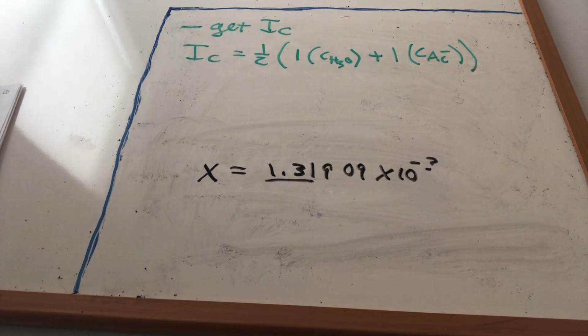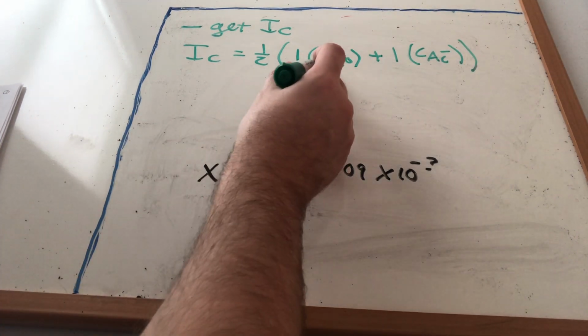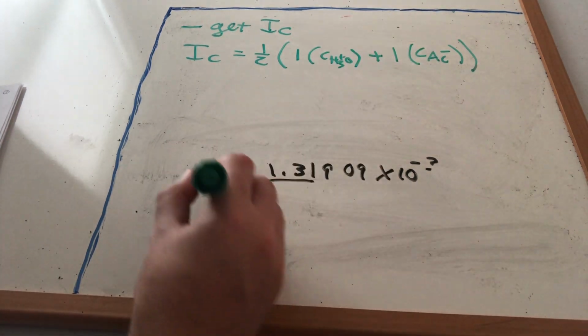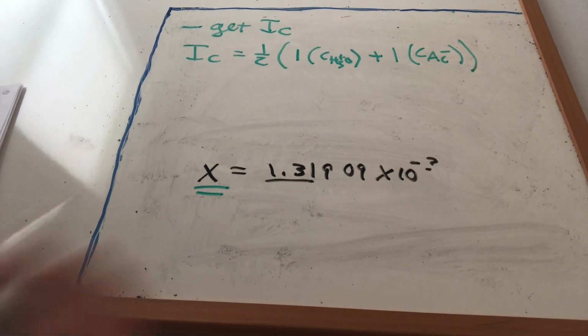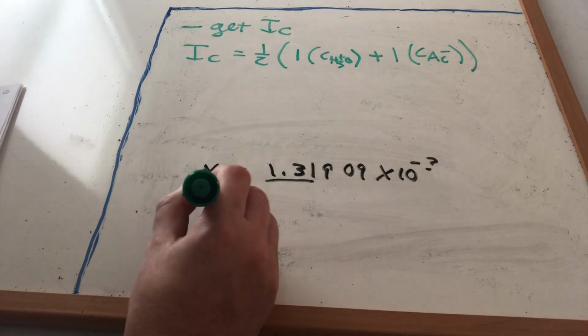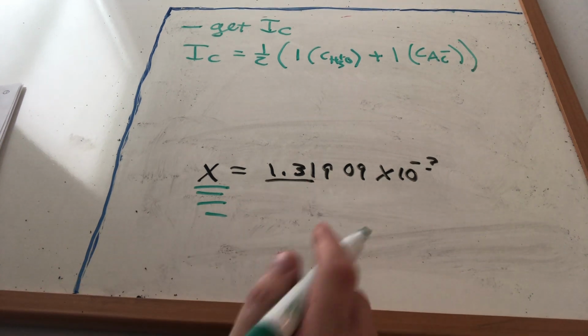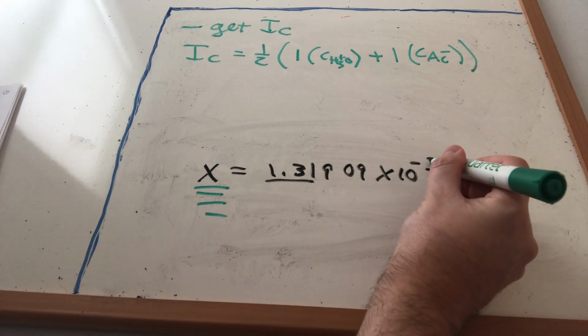This is one of those nice situations again. What was the concentration of H3O+? The concentration of H3O+ was our X. What was the concentration of AC- for this problem? You always have to check. It's not always this simple. But for this problem, it was this X as well.